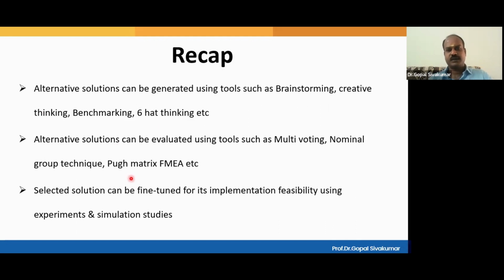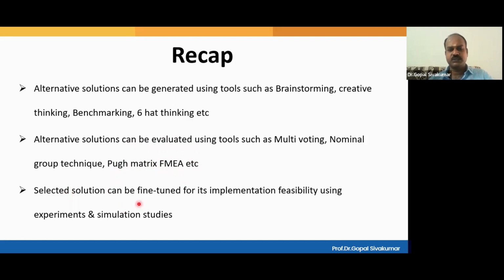So what is it that we learned in the improve phase? Alternative solutions can be generated using tools such as brainstorming, benchmarking, creative thinking. In fact, there are different types of brainstorming, like creative thinking and the other one is six-hat thinking. So the style of conducting the meeting is different, however, all of them are brainstorming only. And then alternative solutions can be evaluated using tools such as multi-voting, nominal group technique, and certain prioritization techniques like Pugh matrix. And sometimes solutions can also be chosen by analyzing the risk associated with them using FMEA.